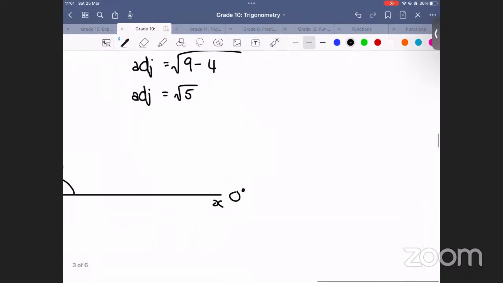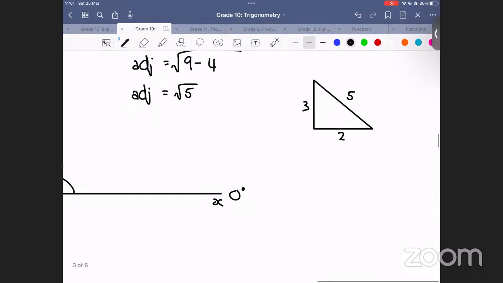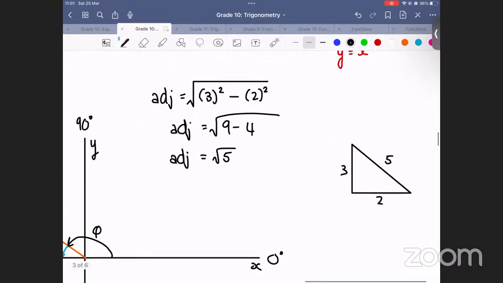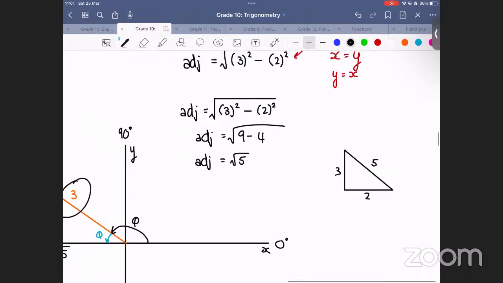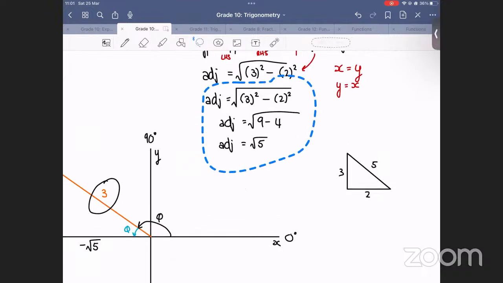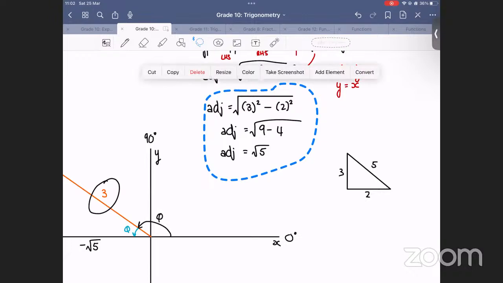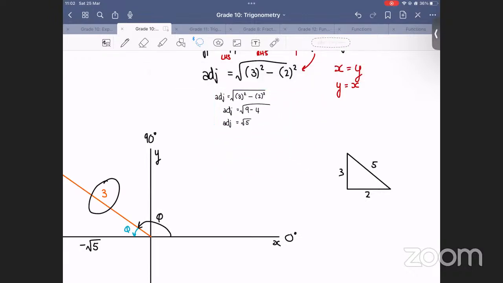I think you're thinking about the triangle, because I was thinking about this too, where the hypotenuse is 5. In this case, the hypotenuse is not 5. You're thinking about the 5, 3, 2 triangle. There's no simplification to square root 5, because 5 is not a perfect square. So, yeah. Okay.